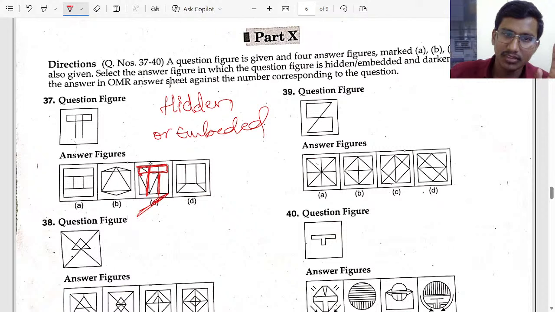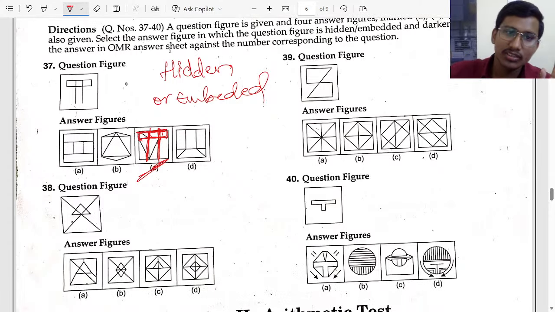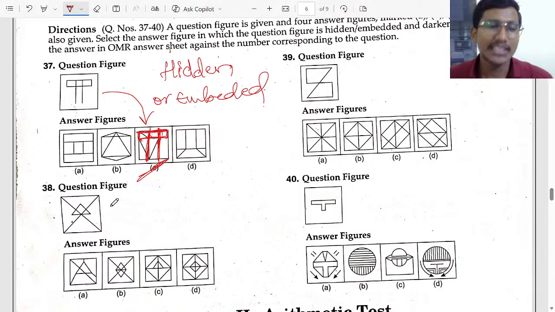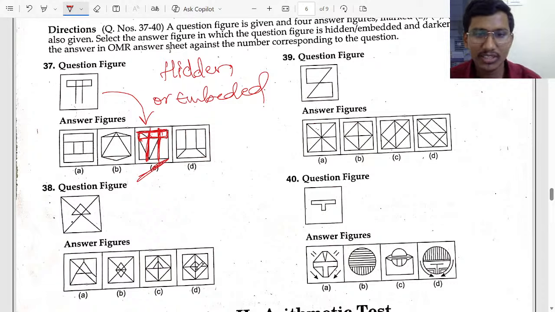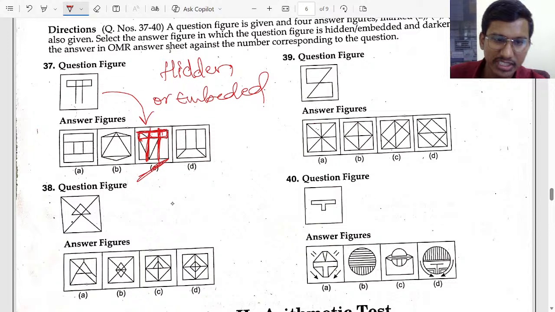Okay, good. So next here 38. So this figure is in which figure? Tell me. So this is here. So 38, tell me the answer here. It is hidden in which figure? So you can directly get easily. Okay, you can easily get the answer. Option B it is. Okay, answer option B, because these are diagonal lines.